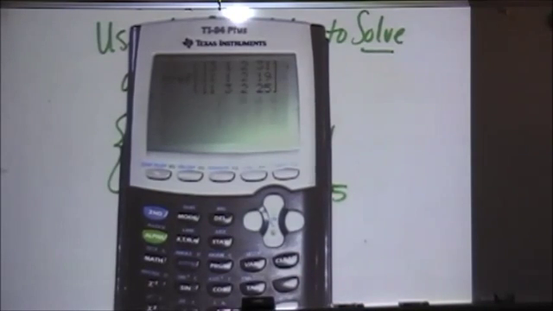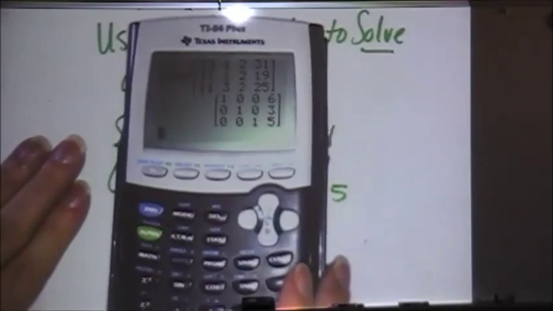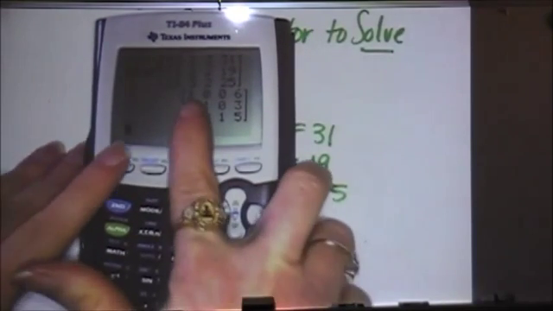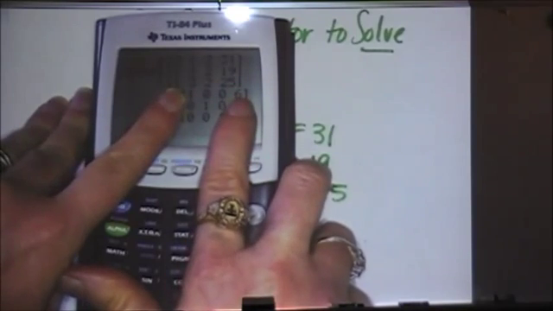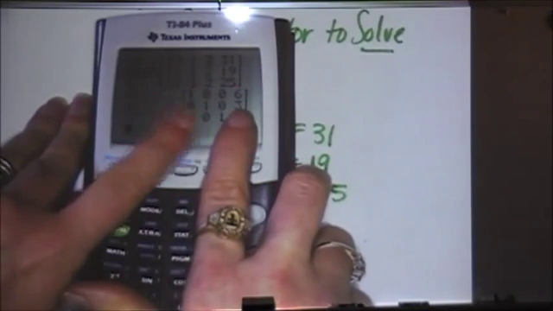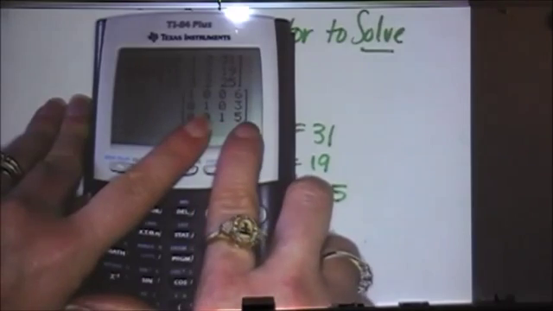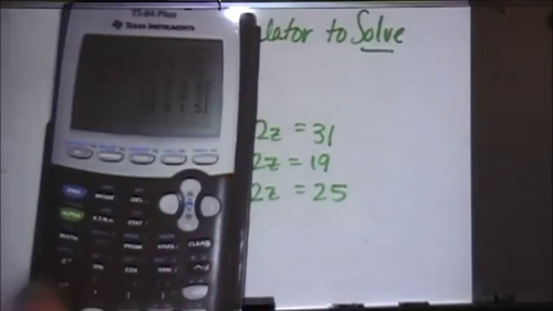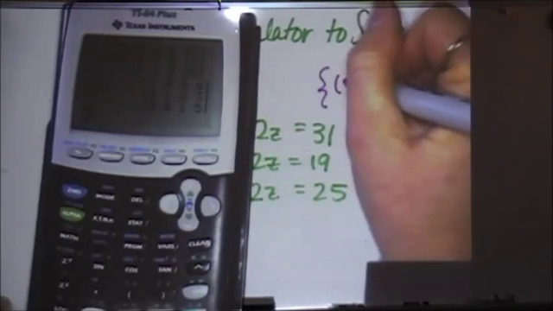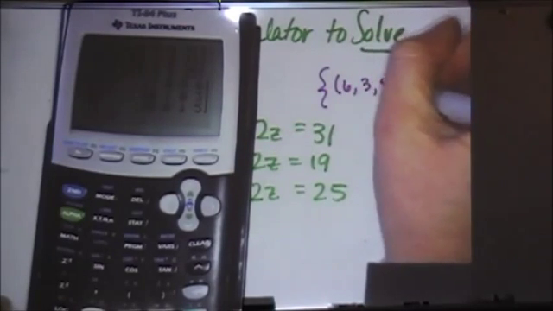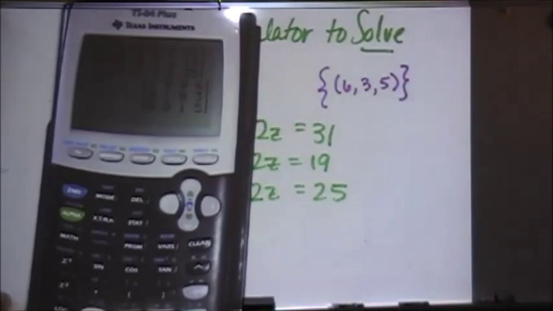I hit enter, and it pulls up my answer matrix. If you'll notice, there's a 1 in the first column. That's the x column. So it's telling me x equals 6, y equals 3, and z equals 5. So there's your solution set. You'll probably be asked to put it in the form of a solution, so it would be (6, 3, 5). It is an ordered triple.